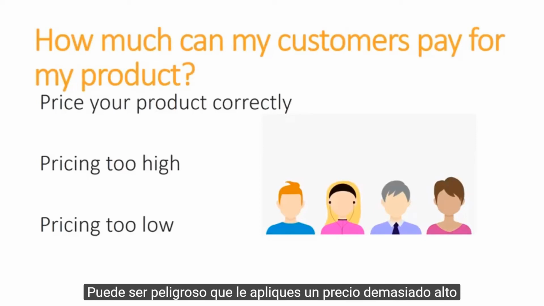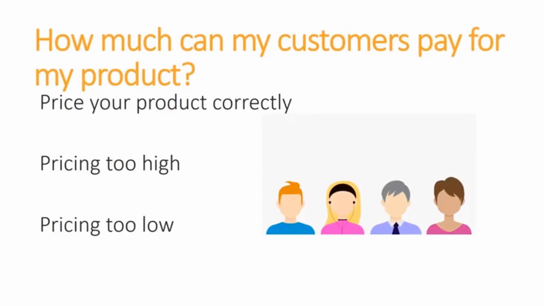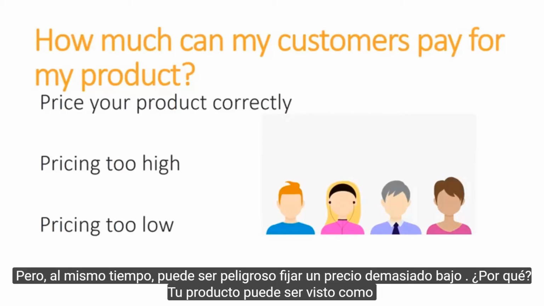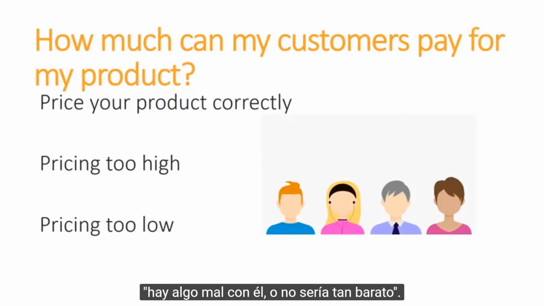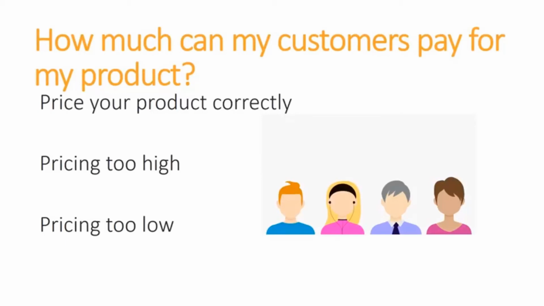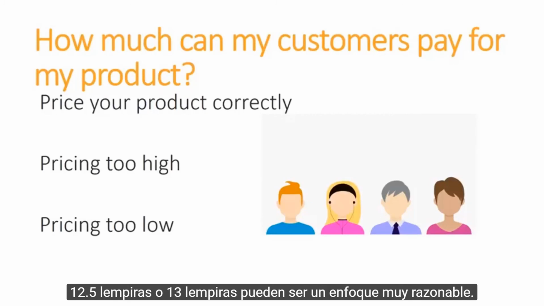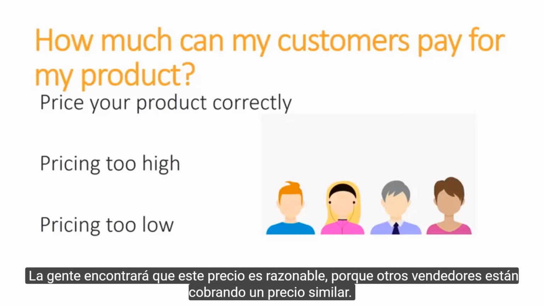It might be dangerous for you to price your product too high. Why? People know that they might get it cheaper somewhere else. But at the same time, it might be dangerous to price your product too low. Why? Your product might be seen as if there is something wrong with it, otherwise it wouldn't be so cheap. Because you'll be so new and nobody knows your product, it might be a good idea to price your product somewhere in the middle. 12.5 lempiras might be a very reasonable approach. Why? People will find this price reasonable because other sellers are charging in the same price range.